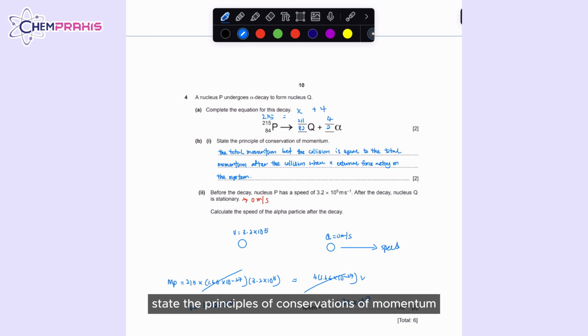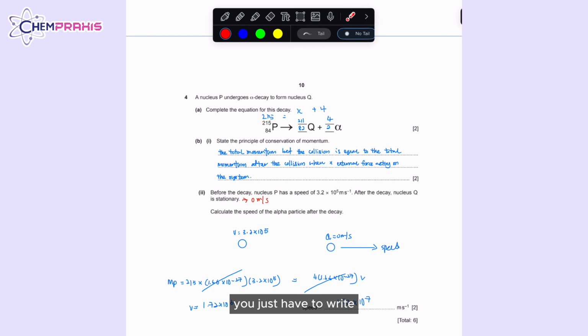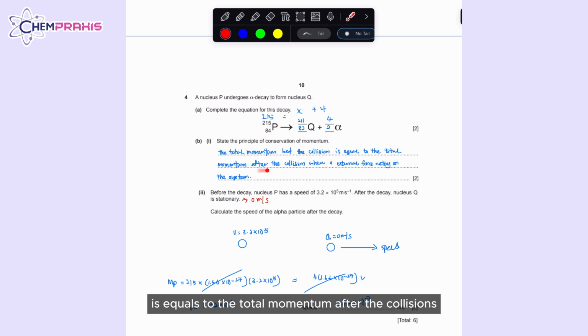State the principle of conservation of momentum. This one is quite straightforward. You just have to write that the total momentum before the collision is equal to the total momentum after the collision, when it is in a closed system, meaning that there is no external force acting on the system.